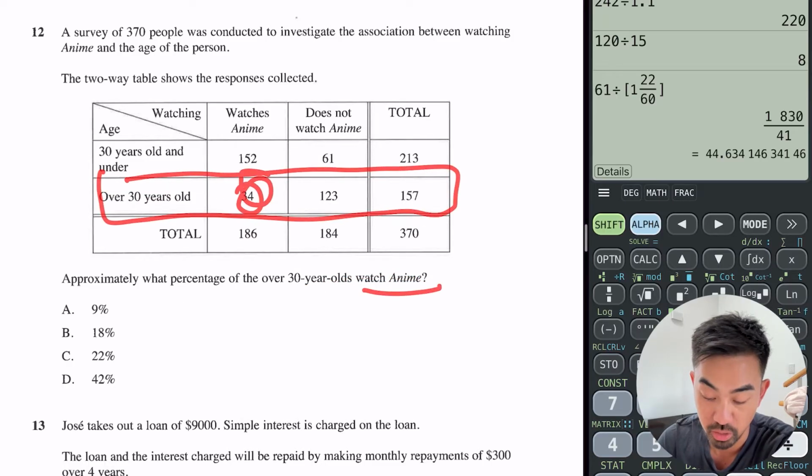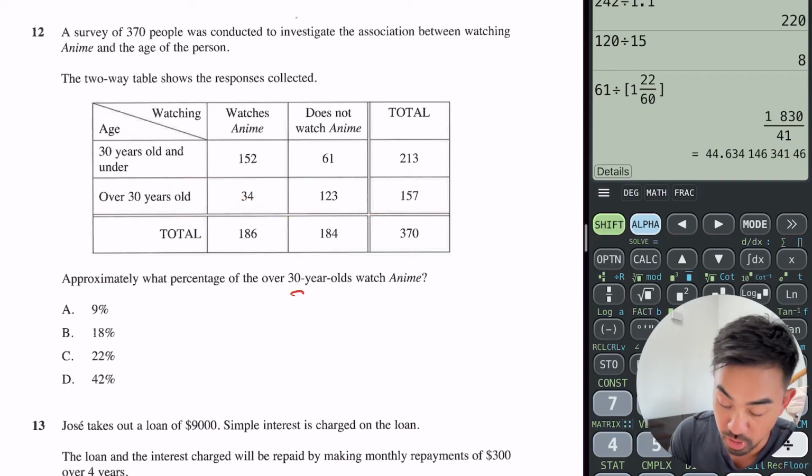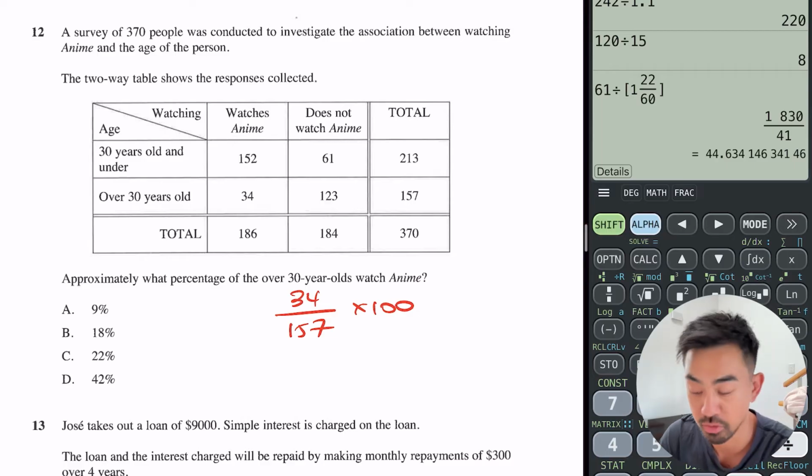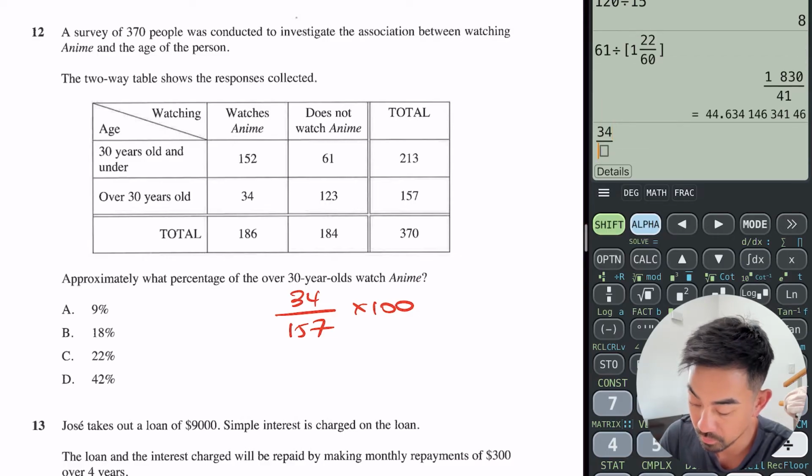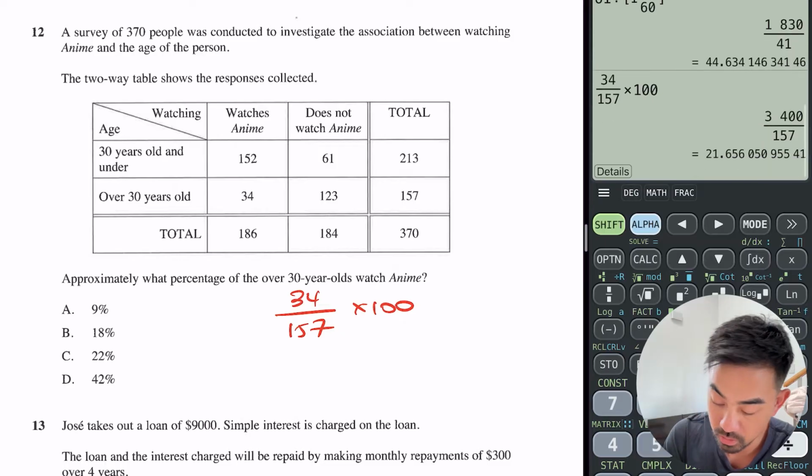Well, watch anime is 34. So it's going to be 34 over 157, and I want a percentage, so I times 100. So that is going to be 21.65, so 22%.